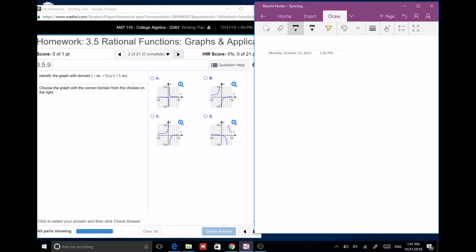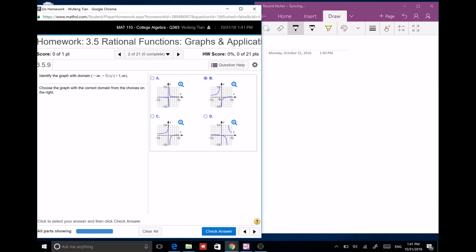Identify the graph with domain negative infinity to 1, union 1 to infinity. So basically we'll take 1 out. This one is positive, this one is positive, this one is positive 5. I think this one, it takes out negative 1. Okay.